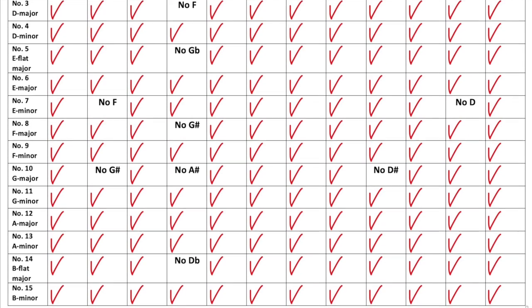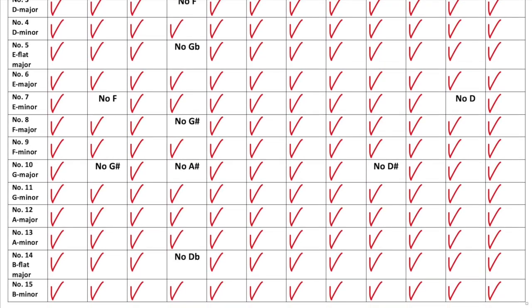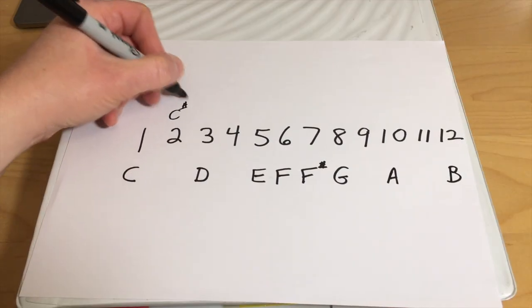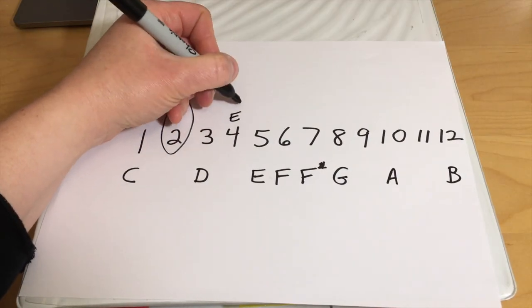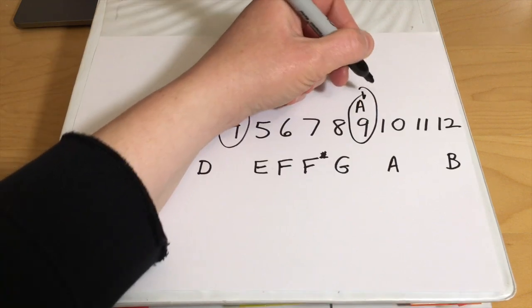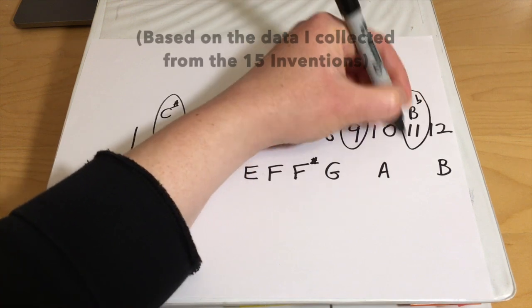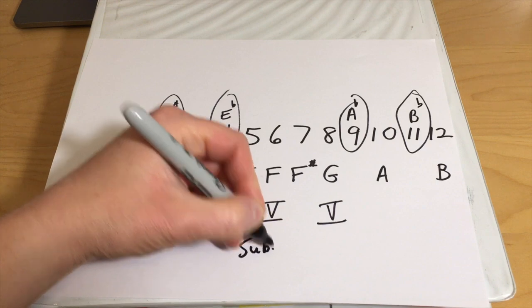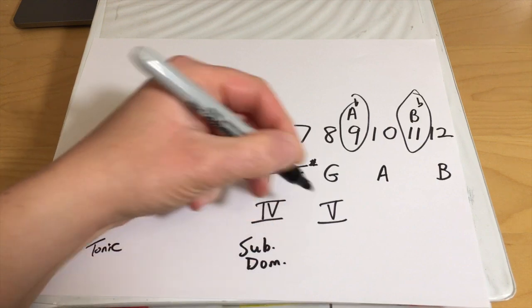Invention number 10 uses the least number of chromatic pitches. As well, we can see that the most commonly omitted notes from the chromatic scale are the 4th, 2nd, 9th, and 11th notes. So, for example, in the key of C major, the pitches E-flat, C-sharp, A-flat, and B-flat would be the most likely to get omitted. Of course, certain notes such as the tonic, subdominant, and dominant are not omitted, as these are pillars of tonal music.